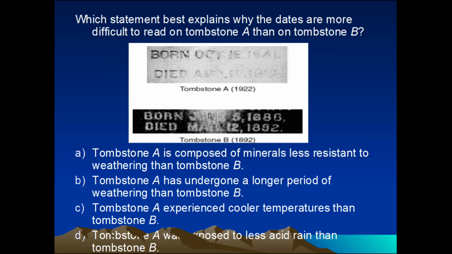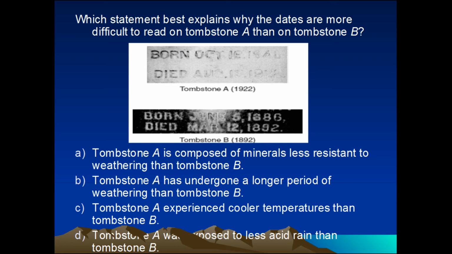Which statement best explains why the dates are more difficult to read on Tombstone A than Tombstone B? Tombstone A is from 1922, Tombstone B is from 1892. It's harder to read Tombstone A. And the answer for this one lies in what it's made up of. So Tombstone A, it's light colored, and it seems to have worn away quick. My guess is it's probably made out of marble or limestone, whereas the darker one's probably made out of granite, something that's more resistant to weathering, especially chemical weathering.